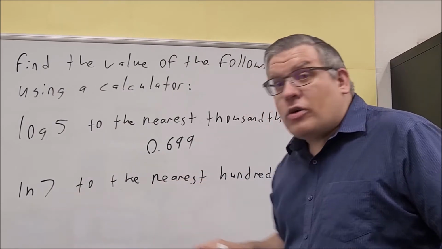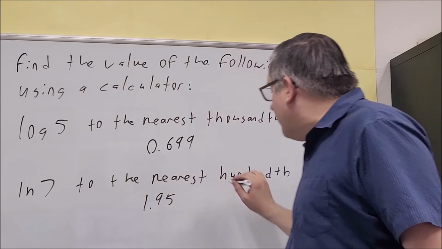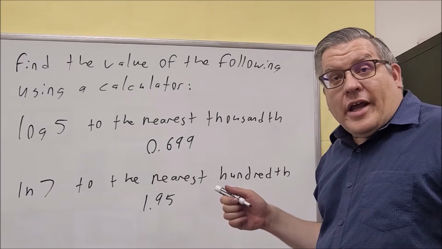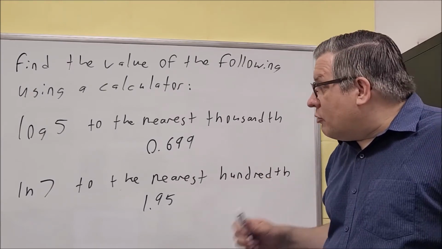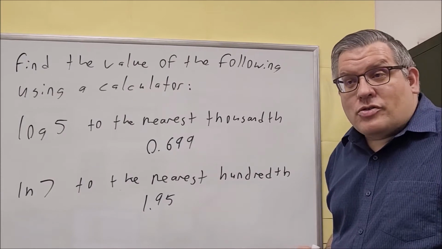Now let's do the same thing with ln 7. This one you should get 1.95, rounded to the nearest hundredth. Again, if you get an error message on that, you might have to put the number in first and then hit the LN button afterwards.